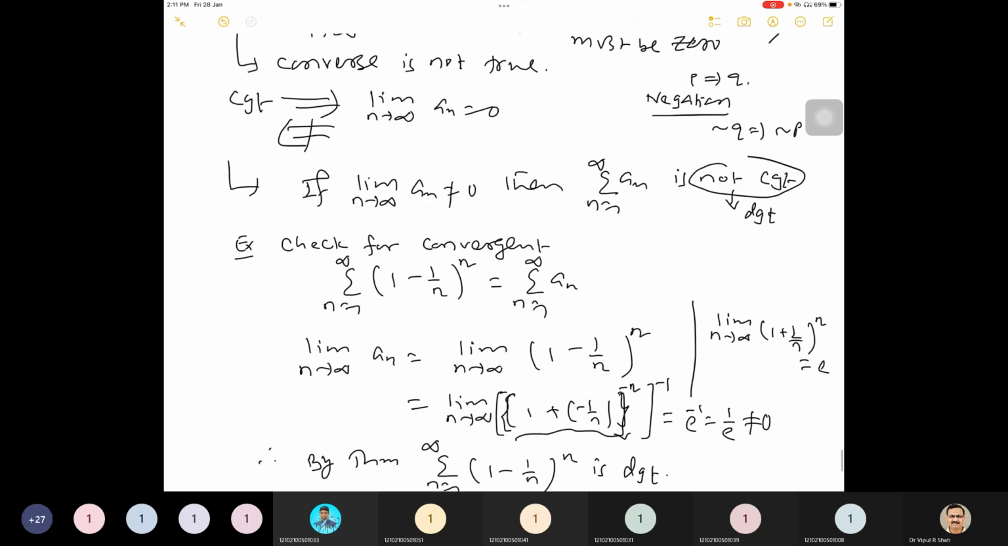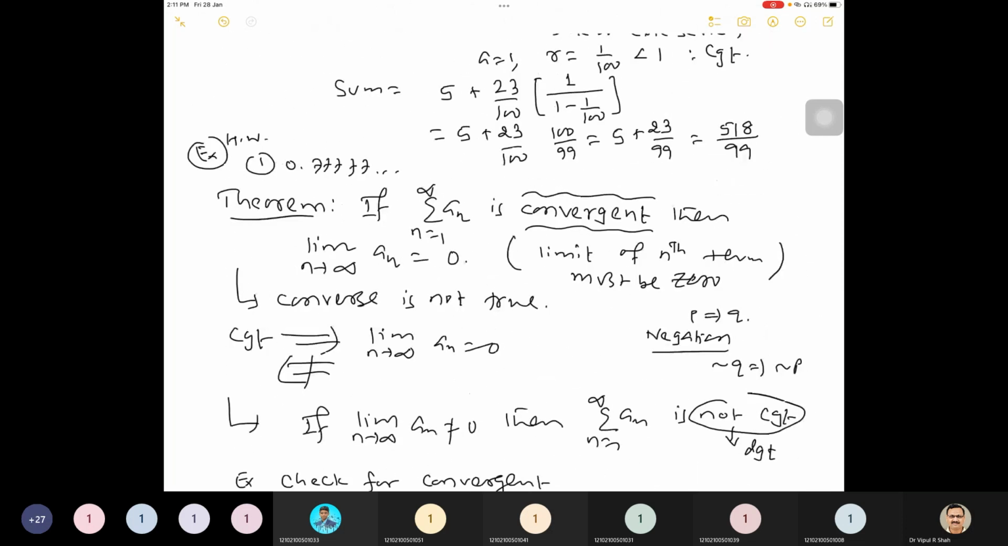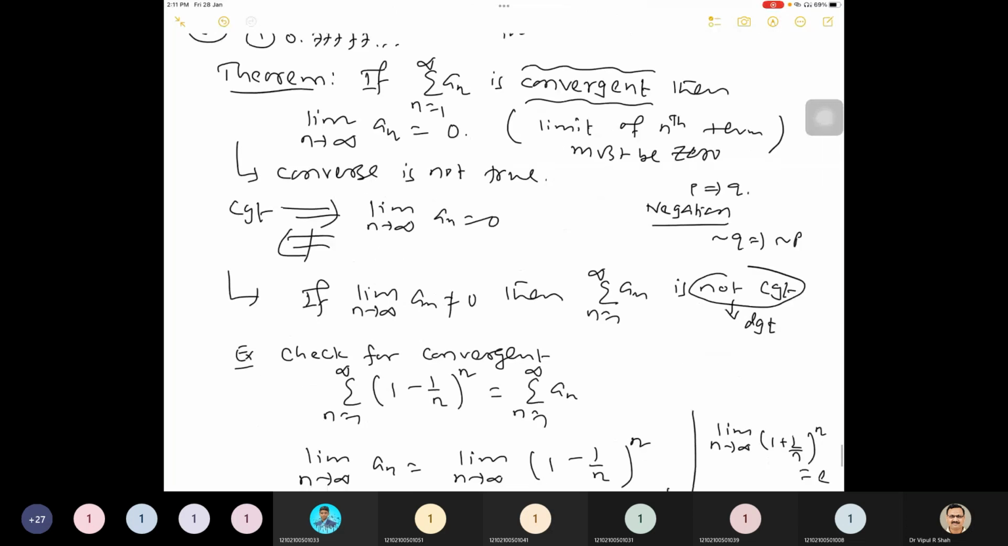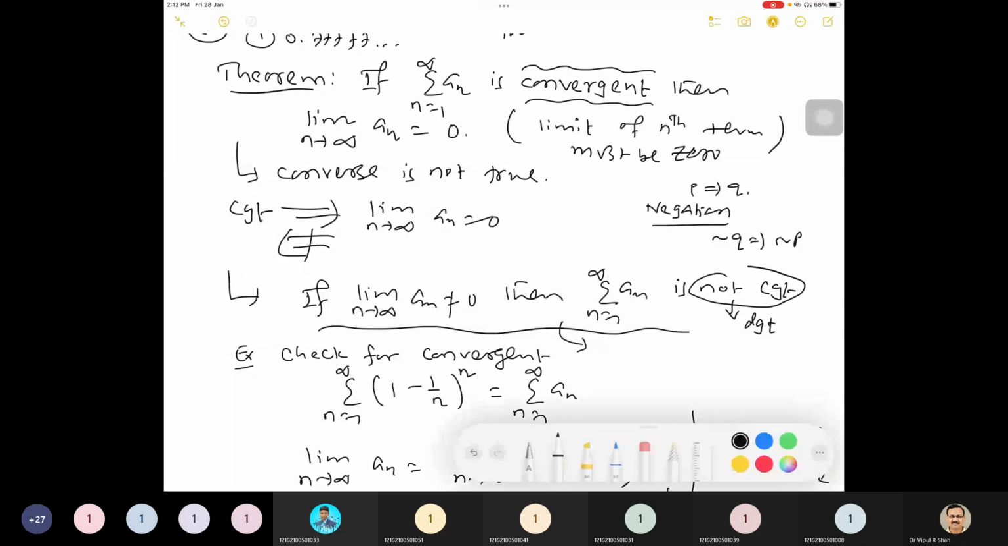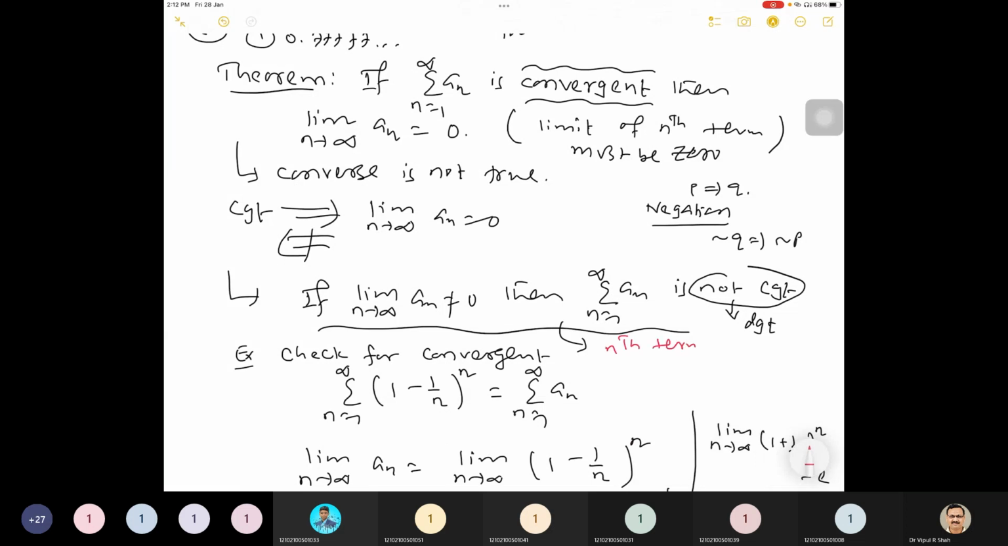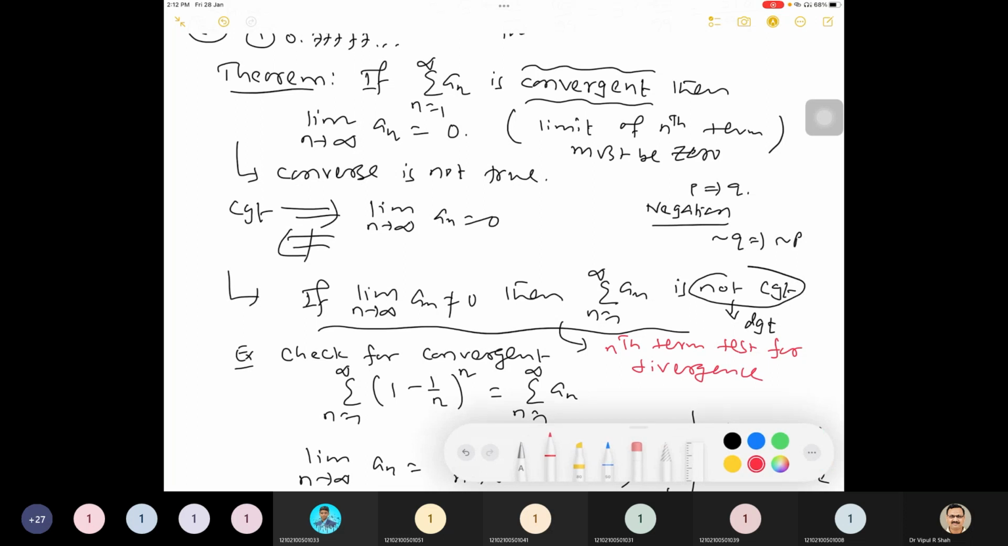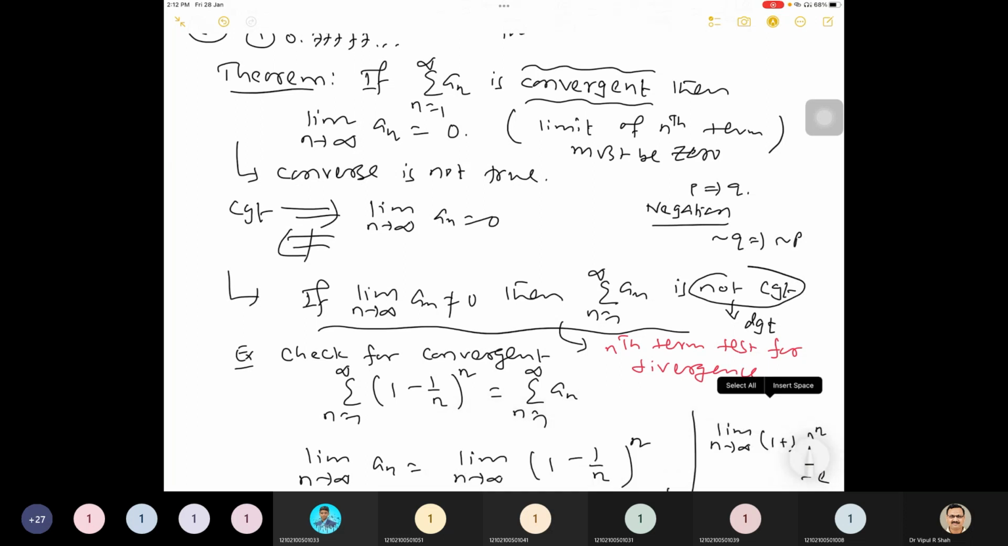So this kind of test is called the nth term test for divergence. Nth term test for divergence.